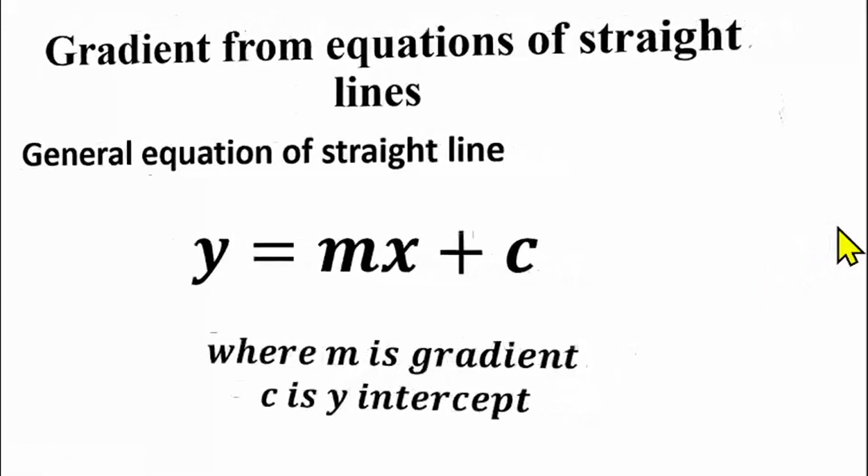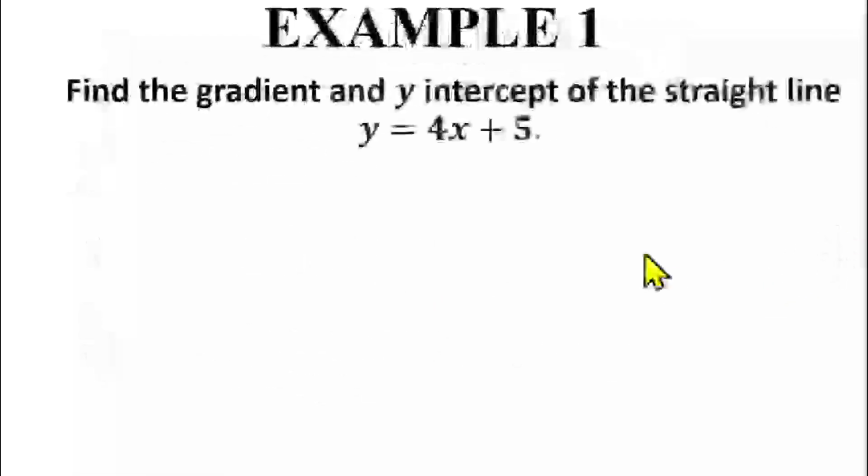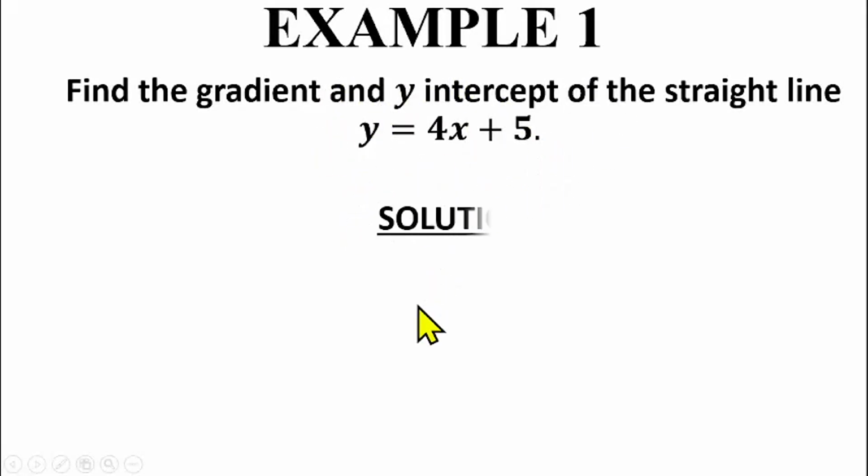Now let's start with the first question we are having here. Look at the question you're having. You have to find the gradient and the y-intercept of the straight line y is equal to 4x plus 5. This is a linear equation. So from this equation, we have to find the gradient of this straight line. Don't forget that this linear equation is representing a straight line. So from this linear equation, we have to get the gradient of the straight line.